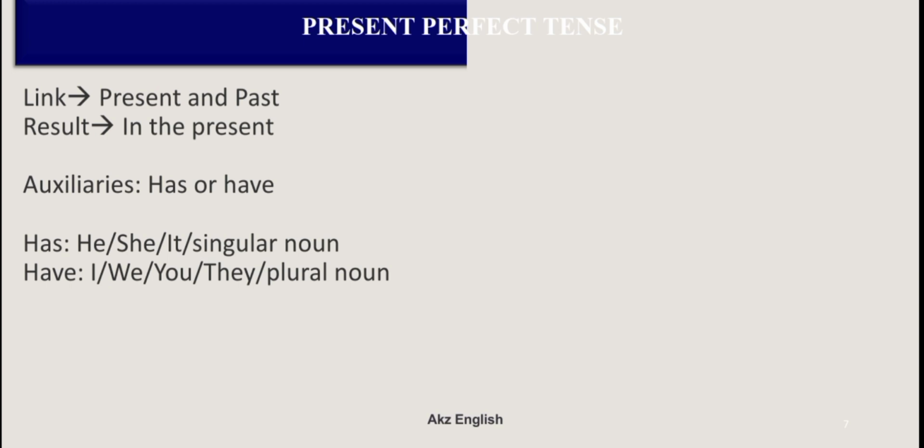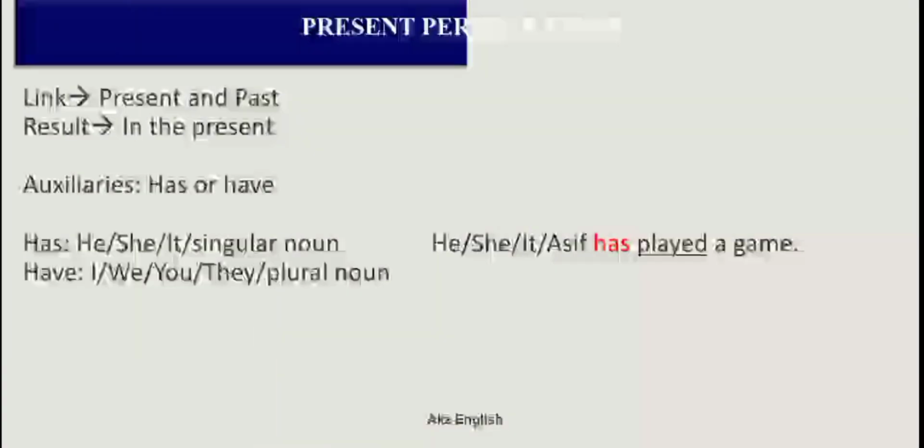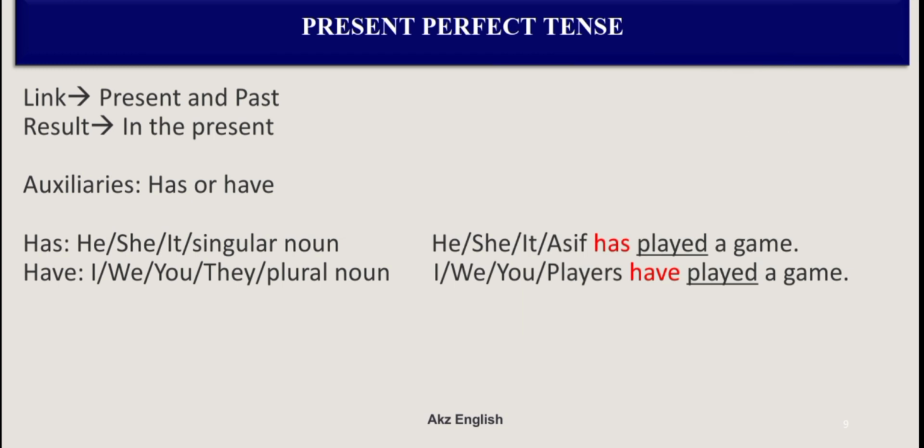Okay, now we will look at sentences using has and have. The one is he has. The total sentence would be: he has played a game. Second, she has played a game. Thirdly, it has played a game. And a singular noun: Asif has played a game. So we may use these pronouns and nouns with has. The second set of sentences: I have played a game, we have played a game, you have played a game, and players have played a game. Players at the end is a plural noun, so it must be followed by have.